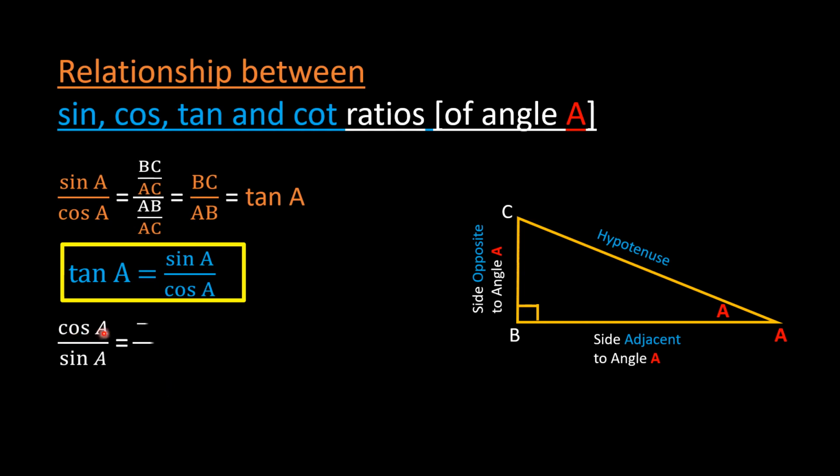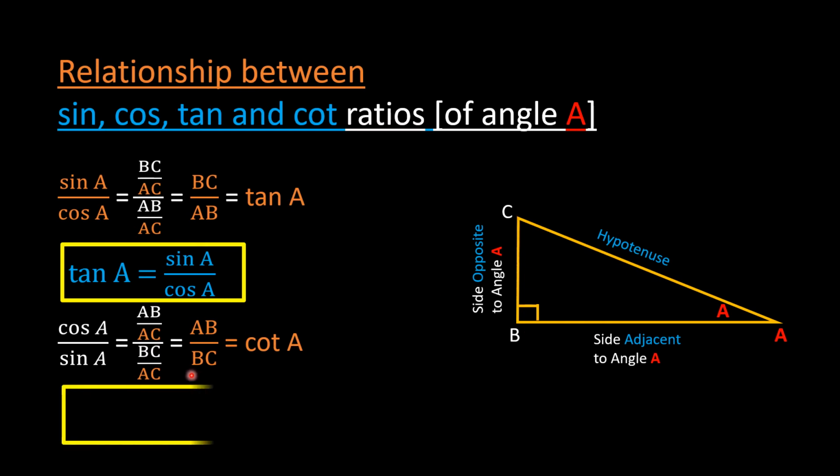Now we write cos A divided by sine A, which is AB divided by AC, which is cos A, divided by BC divided by AC, which is sin A. AC gets cancelled, so we get AB divided by BC, but this is cot A. So we get the relationship cot A equals cos A divided by sin A.